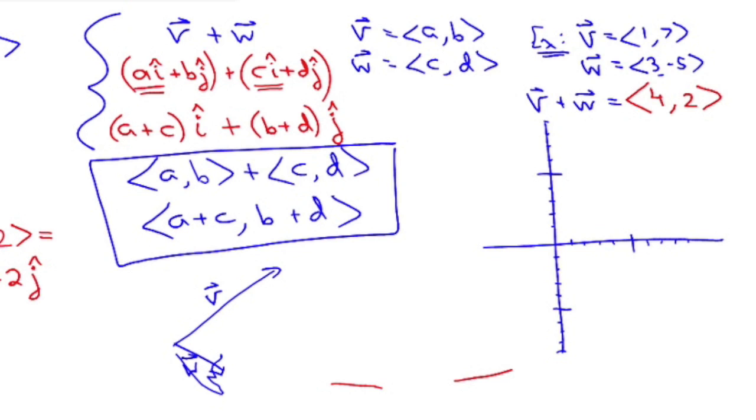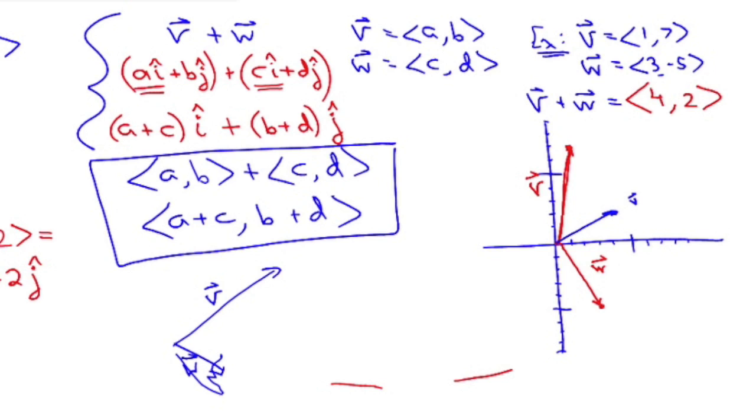All right, so where's V? V is 1, 7, so 1, 7. So V is this vector. W is 3, -5, so it's over here. 3, -5, and that's W. So where's V plus W? Well, it's 4, 2. So you go 4, 2. And it would be this vector.